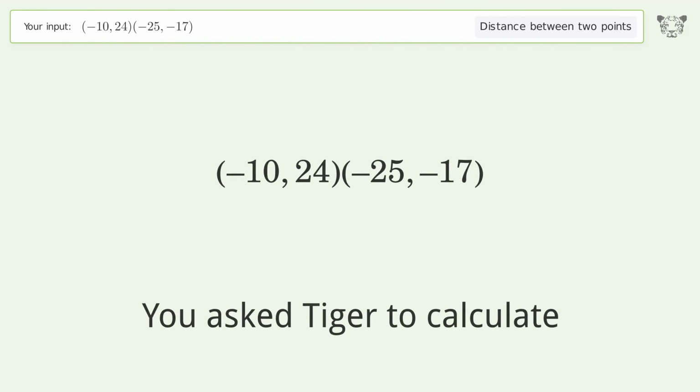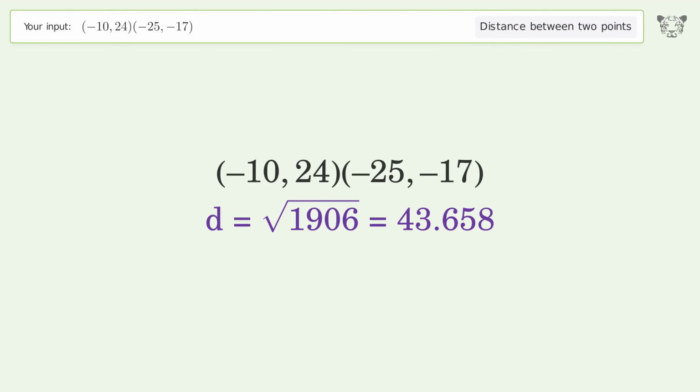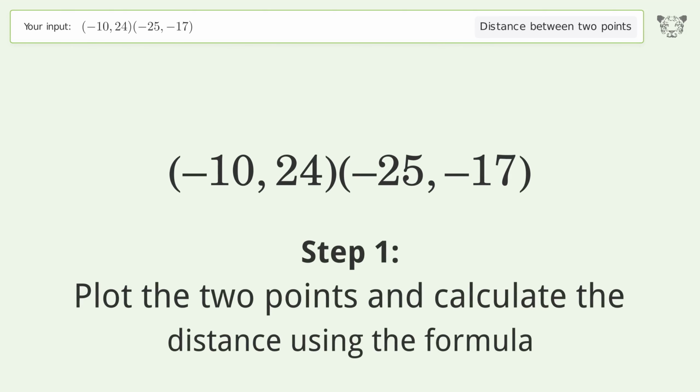You ask Tiger to calculate. This deals with the distance between 2 points. The distance between the 2 points is the square root of 1906, or 43.658. Let's solve it step by step. Plot the 2 points and calculate the distance using the formula.